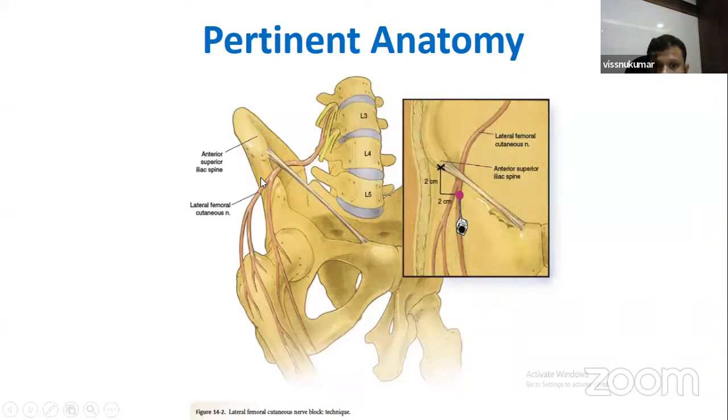The anatomy of the LFCN is variable. Here in this image you can see there are 2 branches, but it can go up to 3 branches. So what is our school of thought? This LFCN can be blocked 2 centimeters medial and 2 centimeters inferior to the anterior superior iliac spine, at a depth of 1 centimeter. This lateral femoral cutaneous nerve is present just below the fascia lata and above the fascia iliaca.